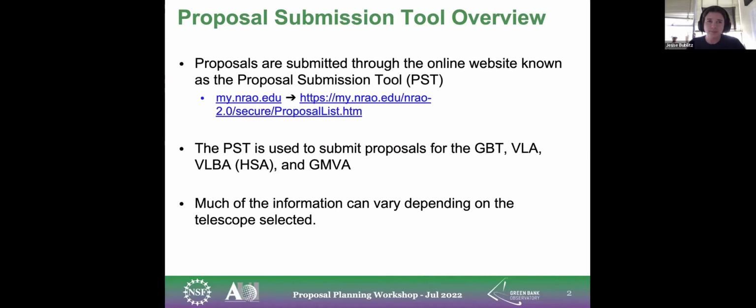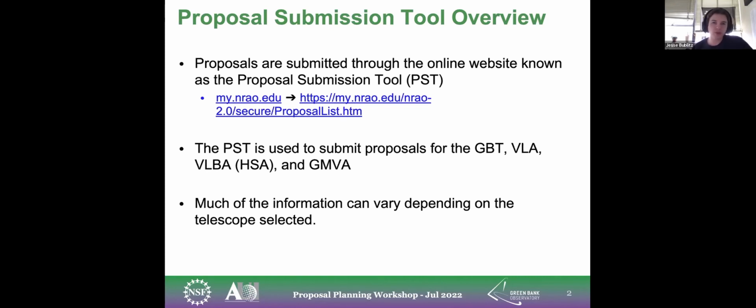So first things first, once you have thought about the science that you want to accomplish with the GBT, you can submit your proposal through a specific proposal submission tool, which is available up on the my.nrao.edu website. The links are available throughout these slides, as well as on the call for proposals, and in addition to the proposal planning workshop website.